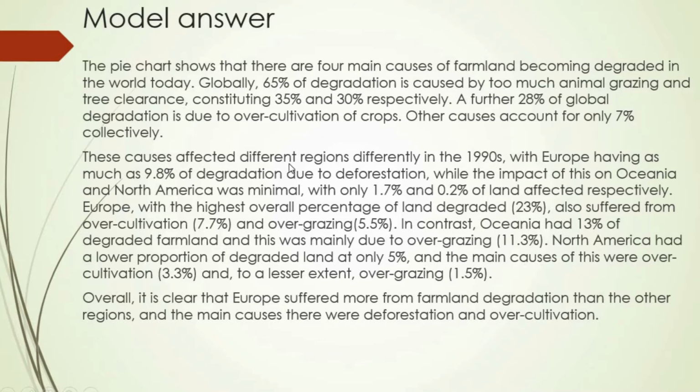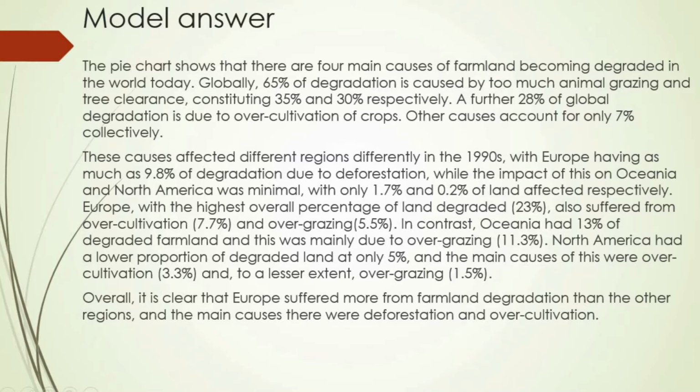These causes affected different regions differently in the 1990s, with Europe having as much as 9.8% of degradation due to deforestation, while the impact of this on Oceania and North America was minimal. As we saw in the table, Europe was most affected by this, and the other two continents were not affected much by this particular thing.